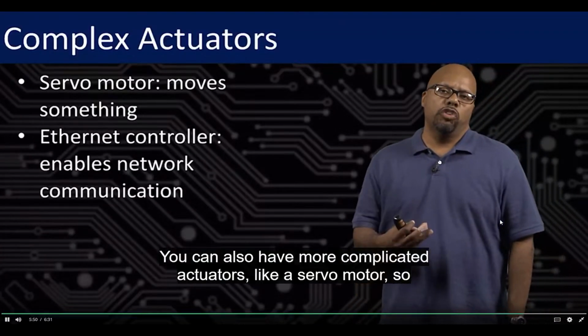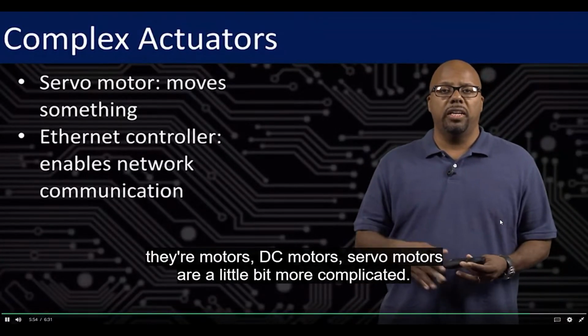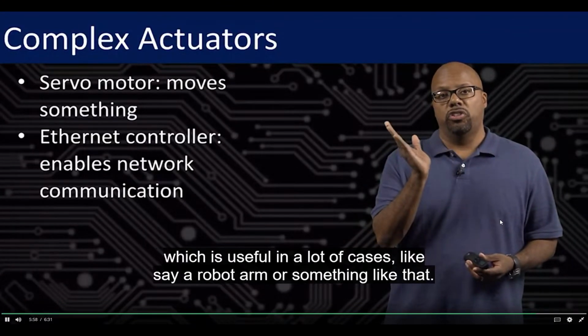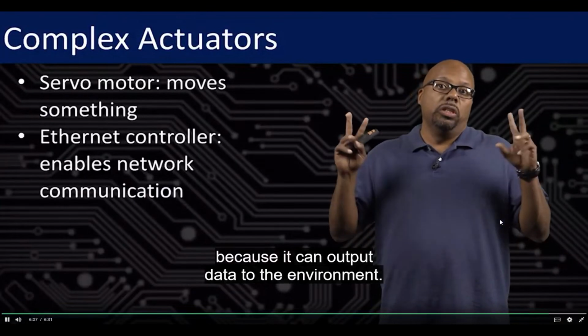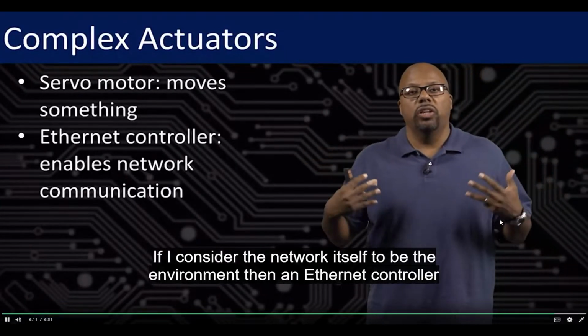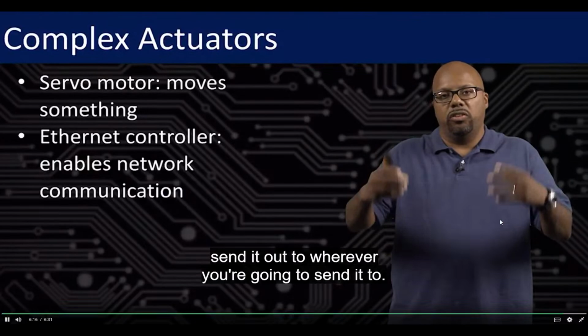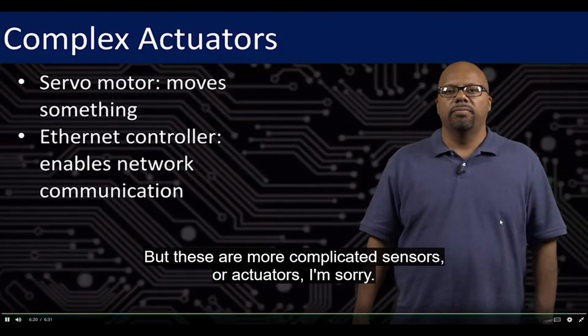You can also have more complicated actuators, like a servo motor. So they're motors, DC motors. Servo motors are a little bit more complicated. You can control the angle, the precise angle to which the motor turns, which is useful in a lot of cases, like say a robot arm or something like that. An Ethernet controller can also be thought of as an actuator because it can output data to the environment. If I consider the network itself to be the environment, then an Ethernet controller allows you to output some message data to the network and send it out to wherever you're going to send it to. But these are more complicated sensors, or actuators, I'm sorry.